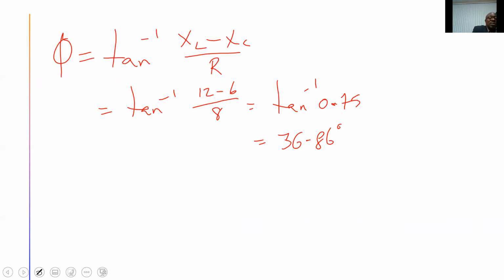So the magnitude of the current I is equal to V over Z. And so we have that I is equal to 30 over 10. That's the magnitude, which gives us 3 amperes.